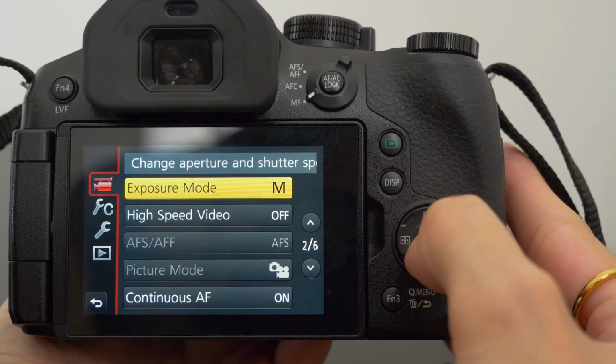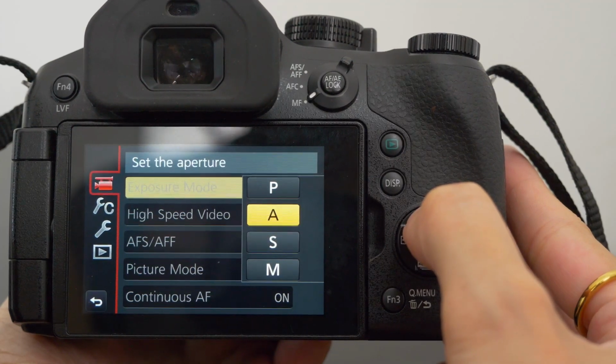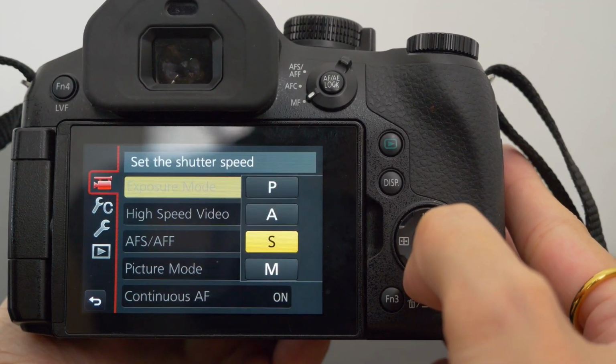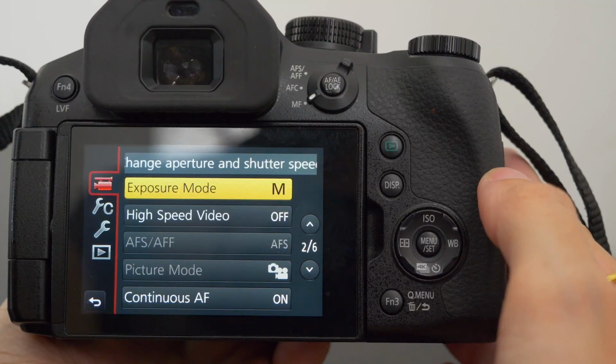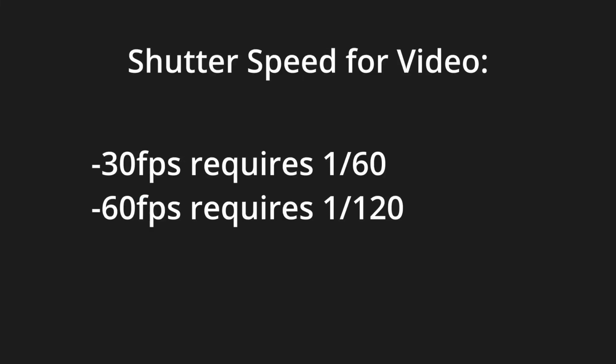There are a few other important settings. For example, it's best to shoot in manual mode so you can control your shutter speed, aperture, and ISO. Shutter speed is especially important for video, and it is typically set at 1/2 the frame rate. So for 30 frames per second, set the shutter speed at 1/60.